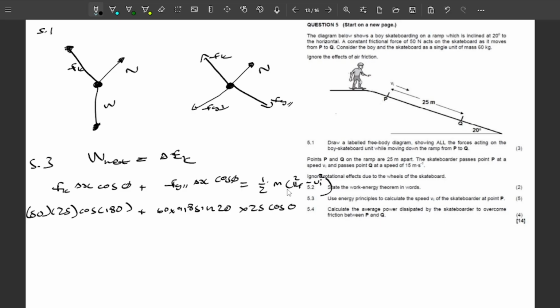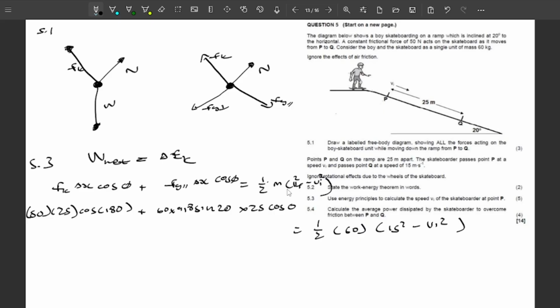Now I'm going to write my equal sign below and say equals 1 over 2 the mass, which is 60. Yes, 60. And the v final is 15 squared minus the v initial squared, right? And from here on we can simplify it. Now let's simplify on this side.